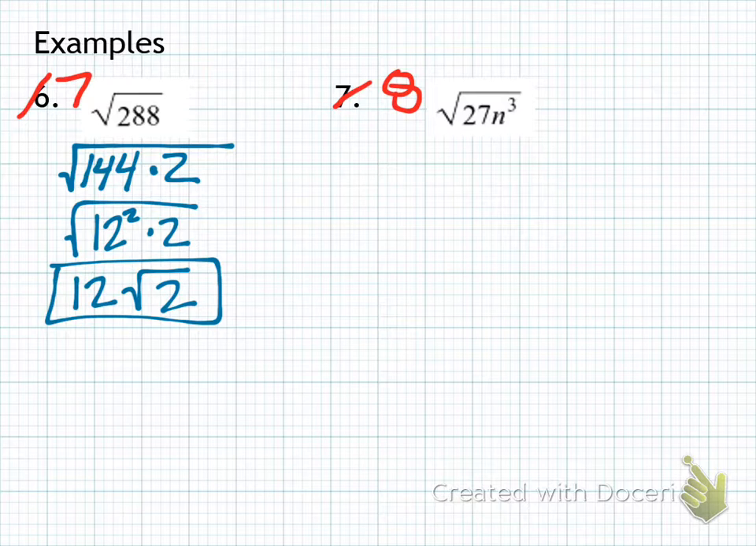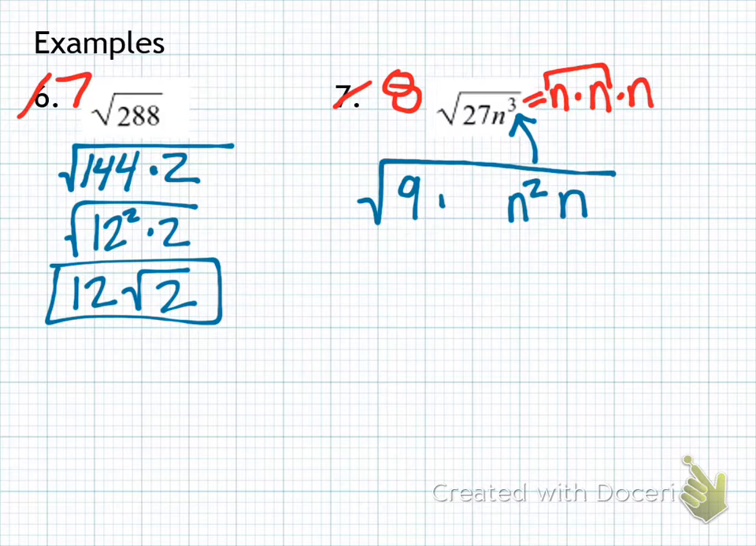And last one here, number 8. This one's a little different. I have an n cubed now. So remember, when we have variables raised to an exponent, or anything raised to an exponent, I should say, it's just repeated multiplication. So n cubed, or n to the third power, is just n times n times n. So we want to group our variables together in pairs, so I could rewrite this as n squared times n.